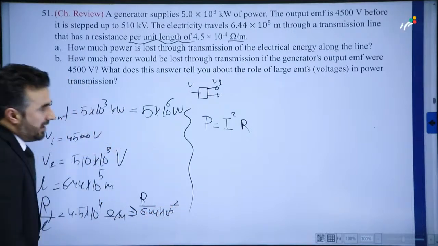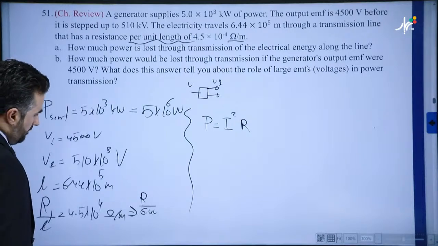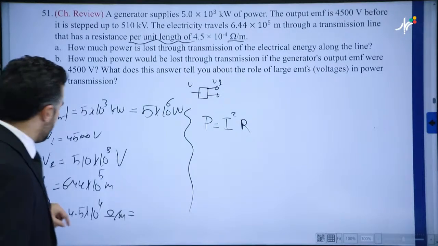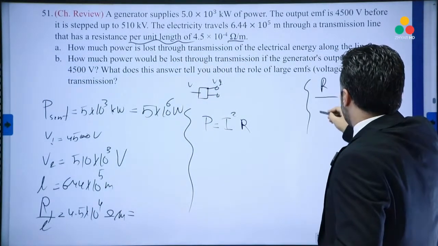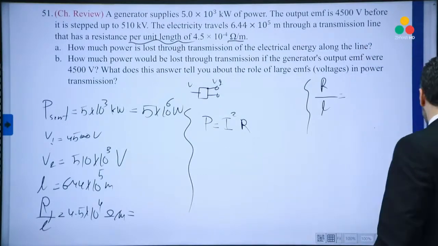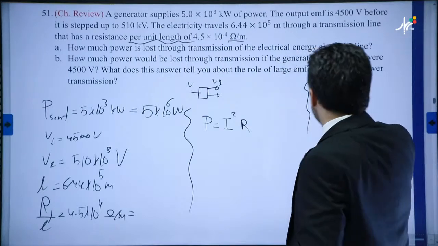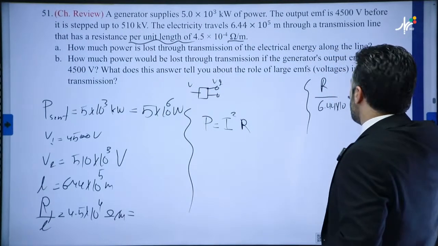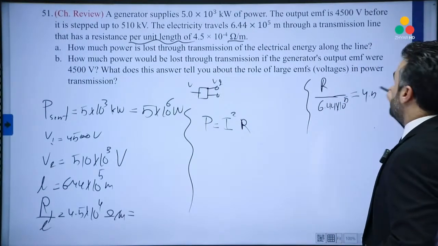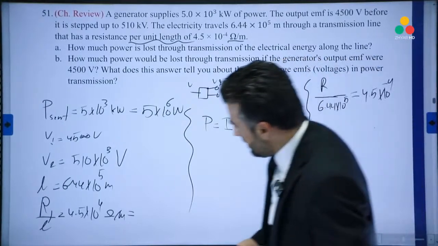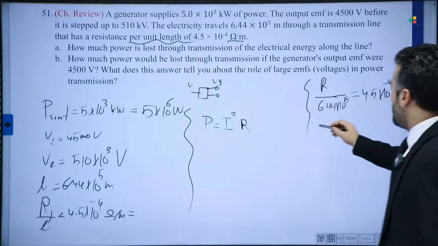I have no space in here, so I'll do it over there. Okay, we'll do it here. Resistance over the length equals that much. So let's do it right away, divided by the length, which is 6.44 times 10 to the power 5, and that equals 4.5 times 10 to the power negative 4. So you do the math, you cross multiply, and you'll find the resistance.